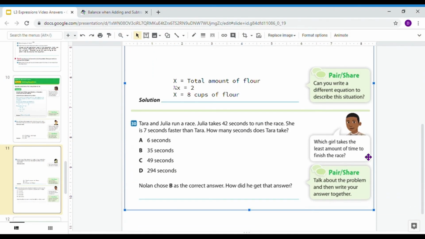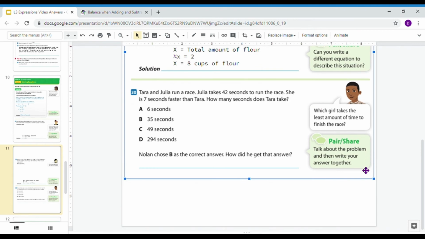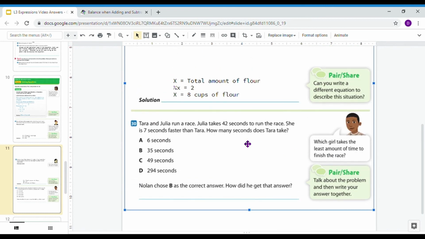Now looking at number 30, this one is a multiple choice. It says Tara and Julia run a race. Julia takes 42 seconds to run the race. She is 7 seconds faster than Tara. How many seconds does Tara take? A, 6 seconds, B, 35 seconds, C, 49 seconds, or D, 294 seconds.